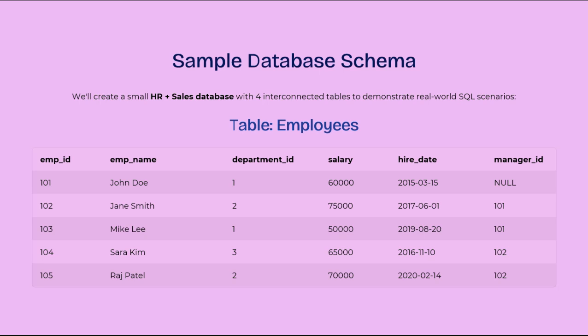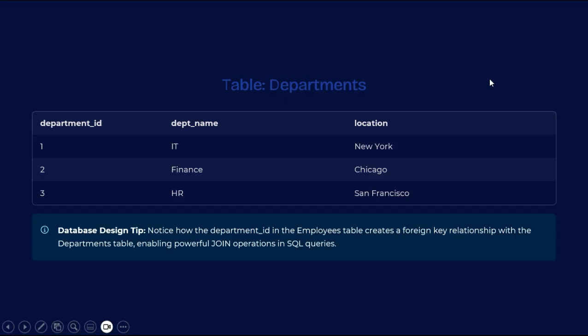You can see here one sample database schema. We will create a small HR plus sales database with 4 interconnected tables. So it will demonstrate real world SQL scenarios. The first table is the employee table, in which we have employee ID, name, department ID, salary, hire date, and manager ID. Next we have a department table. In that, department ID, department name, and location.